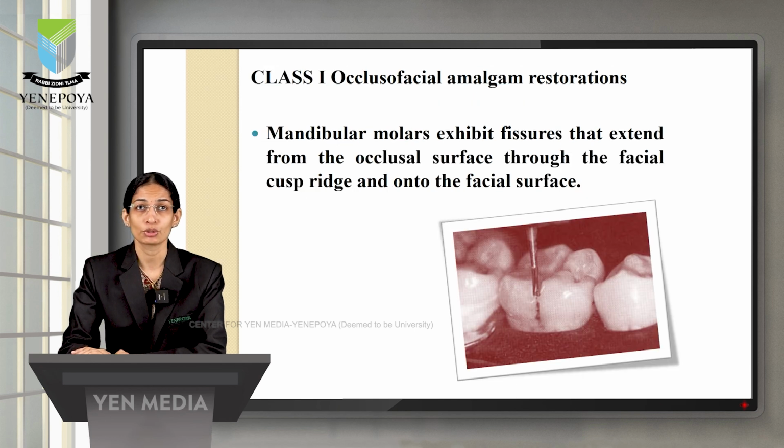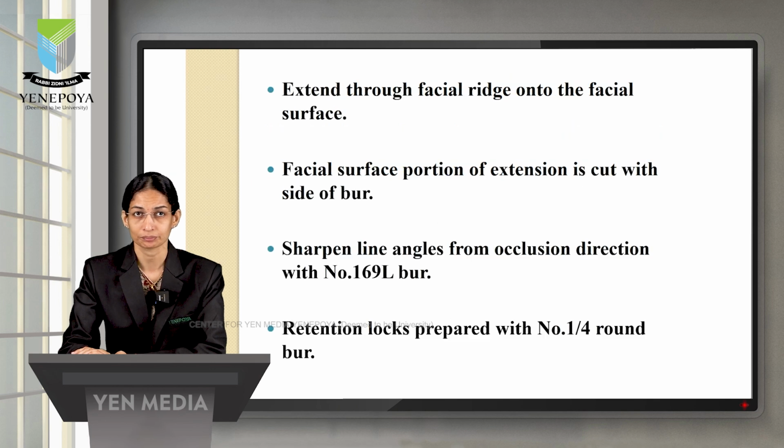Now next is class 1 occlusofacial amalgam restoration. Mandibular molars exhibit fissures that extend from the occlusal surface through the facial cuspal ridge onto the facial surface. Extend the facial ridge onto the facial surface. Prepare the facial surface portion of the extension by cutting with the side of the burr. Sharpen the line angles from the occlusal direction with the number 169L burr. Retention locks are prepared with a number 1/4 round burr.